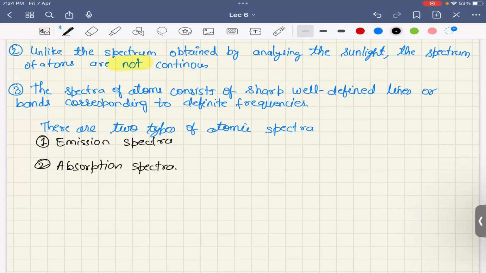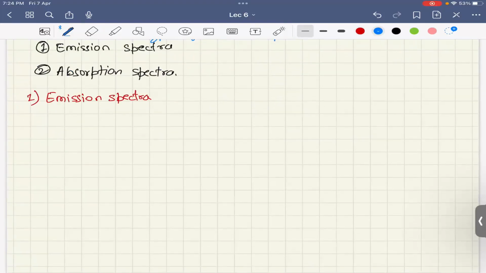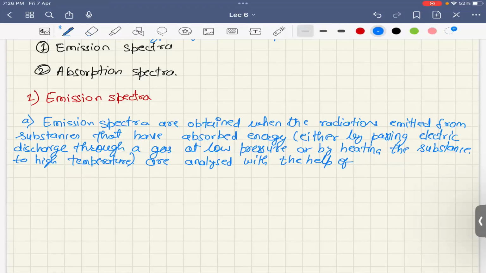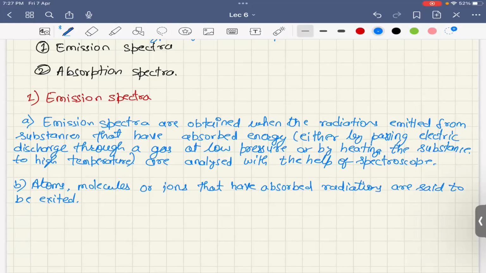Okay. So let us study first about the emission spectra. The emission spectra are obtained when the radiations emitted from substances that have absorbed energy, either by passing electric discharge through a gas at low pressure or by heating the substance to high temperature, are analyzed with the help of a spectroscope. Atoms, molecules or ions that have absorbed radiations are said to be excited. For example, when the gases or vapors of a chemical substance are heated by electric spark, light is emitted. The color of light depends upon the substance under investigation.